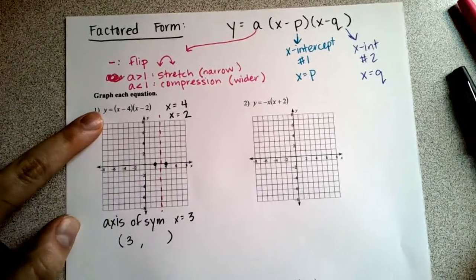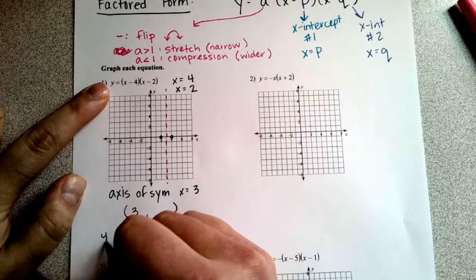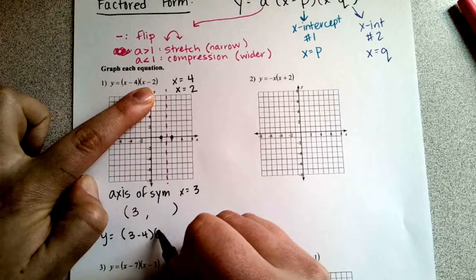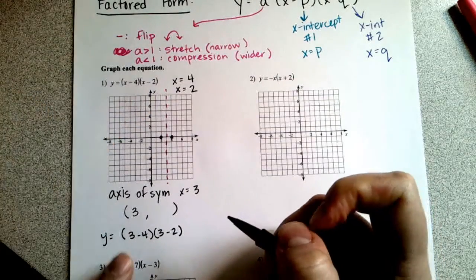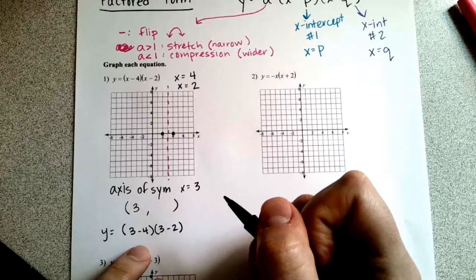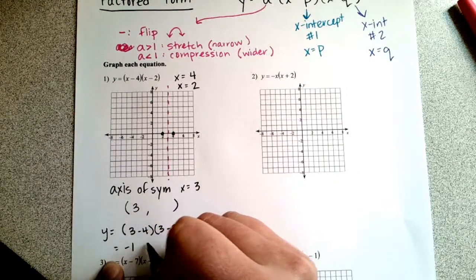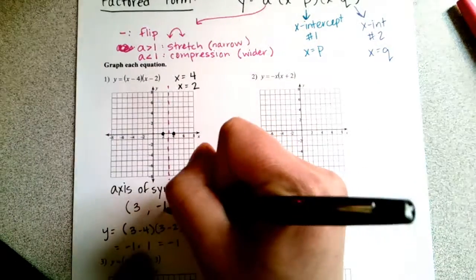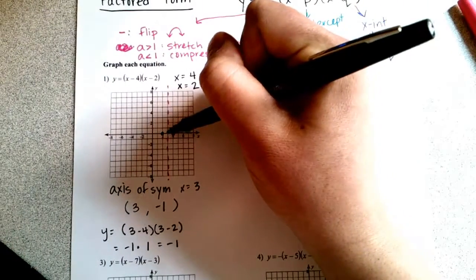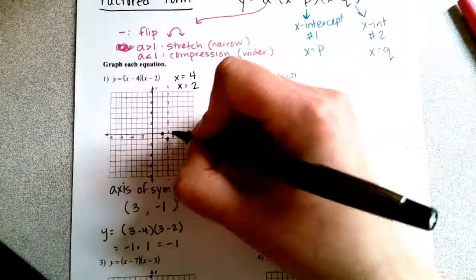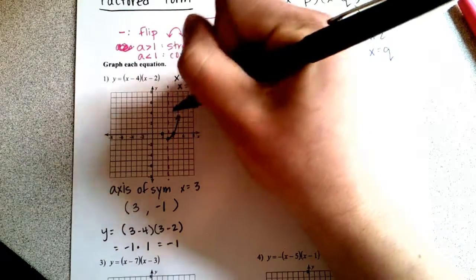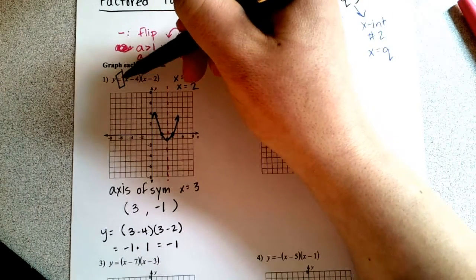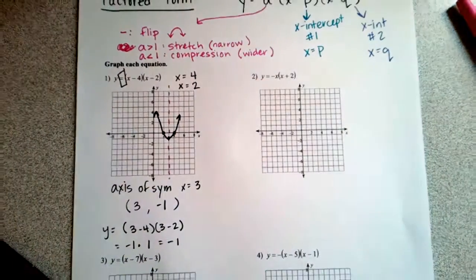Plugging in 3 to this equation, we get y equals 3 minus 4 times 3 minus 2. Order of operations says you have to do parentheses first. So 3 minus 4 is negative 1. 3 minus 2 is 1. Multiplying that, you get negative 1. So our vertex is the point 3, negative 1. And there we have it, our parabola. The a value was positive, which tells us it should have opened up, and it did.